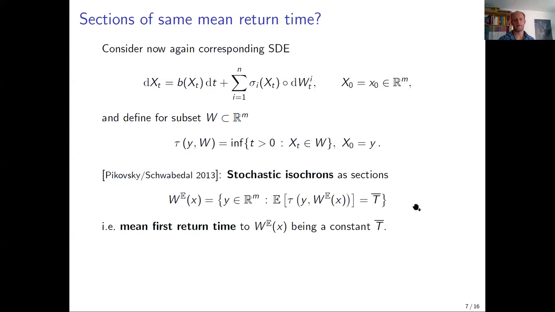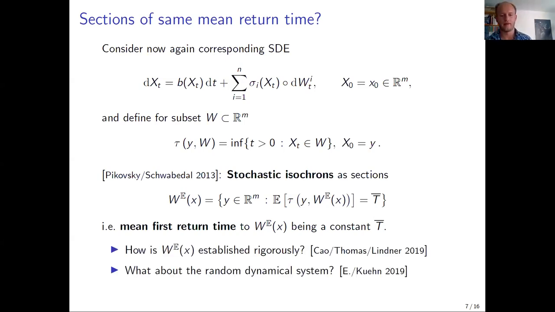So formalizing a little bit the Pikovsky-Schwabedal approach, the stochastic isochrons would then be sections of the same expected return time, where for any isochron, this return time is in expectation given by a particular constant, and we could call it T-bar. This has been established rigorously, as we already saw today, by Thomas Lindner, now being published, so this should be 2020. But our question is, how can we now connect this to this random dynamical system point of view? Because this comes from an expected point of view. This is related to properties of the generator, of the Fokker-Planck operator, and the backward Kolmogorov operator.